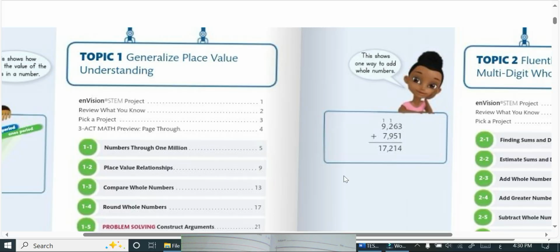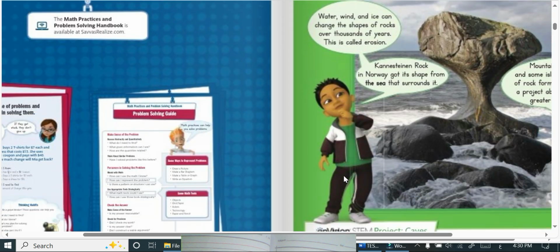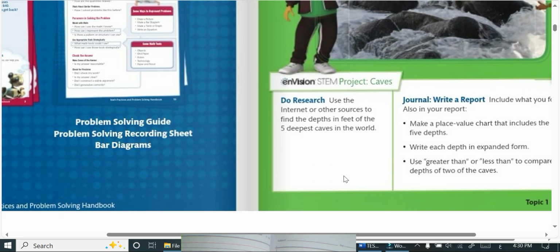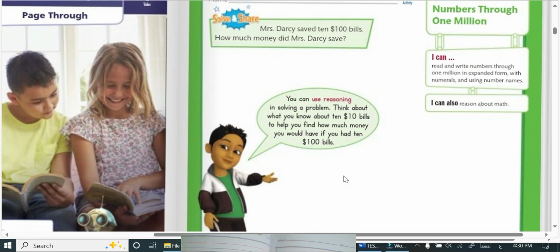You remember it? Okay, today we'll explain, generalize place value and understanding the value and place value of digits, and we can write the number in expanded form, and also we can write the word form of the number name. We can write the name in letters. Okay, start with me. You can reason solving a problem.